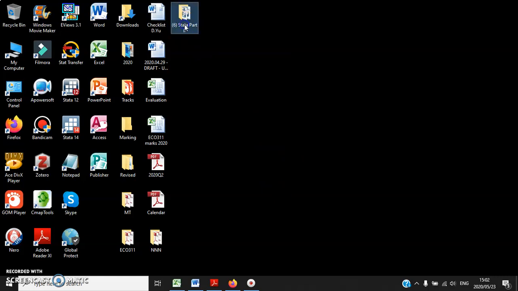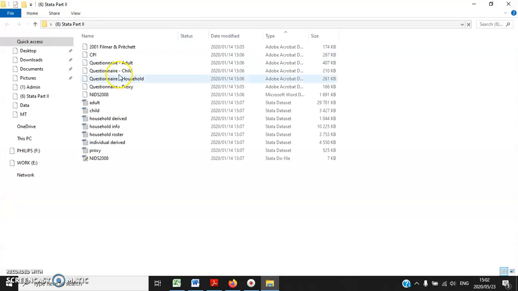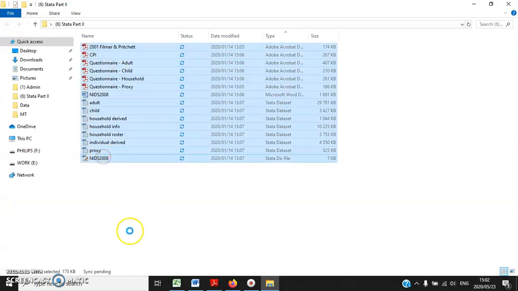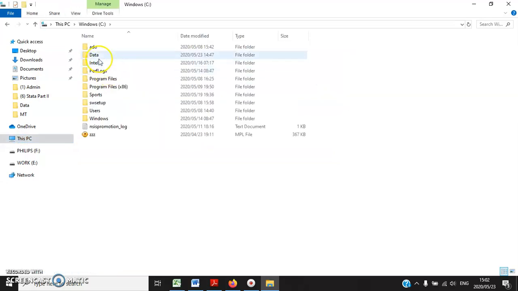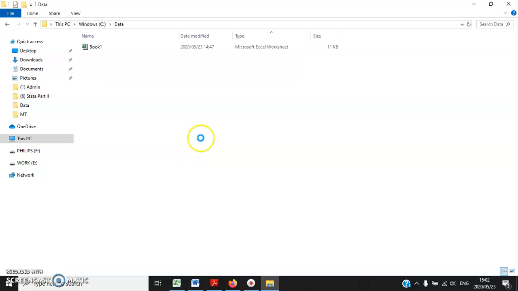So now can you copy all the files from folder number 6, and then paste them in the C drive, data, and then paste.